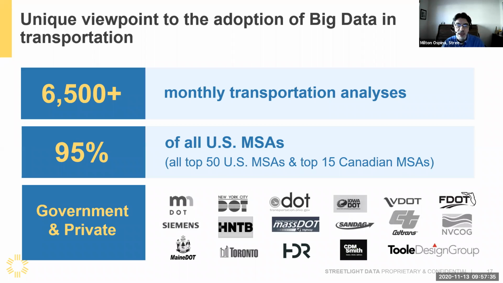We are a web-based platform, so we're doing about 6,500 reports per month. You find us pretty much in all the metropolitan and statistical areas in the United States and Canada. In addition to selling primarily to DOTs and transit agencies and MPOs, we work quite a bit with engineering firms, and engineering firms do a lot of work for those government agencies. So we do count on them to help them do their work.